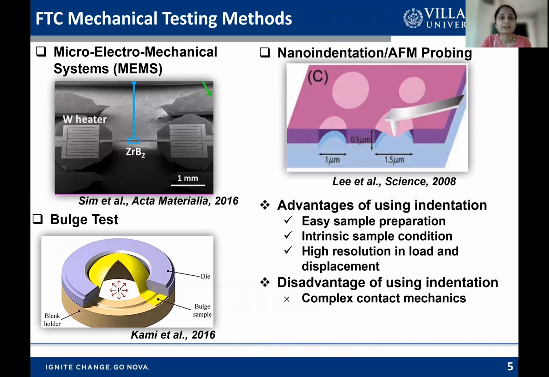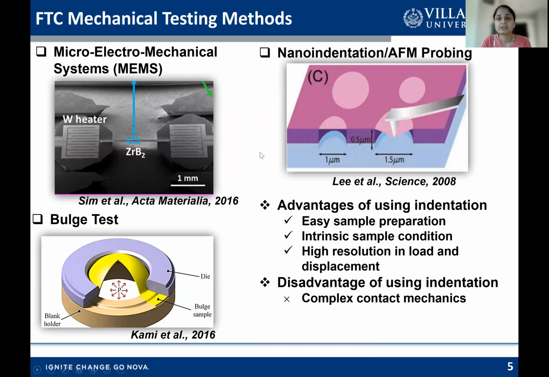For the mechanical testing of these materials, we can use MEMS, that is micro electromechanical systems, or bulge test. But the disadvantage of these two testing techniques is that the sample preparation is quite difficult. And micro electromechanical system has another disadvantage: its contact mechanism is also very complex. So that's why we didn't opt for these methods and we went for nano indentation.